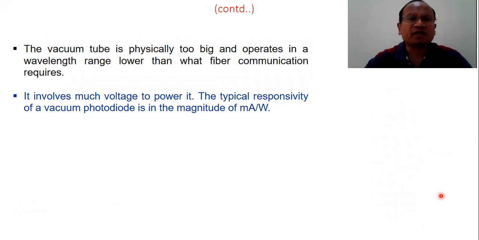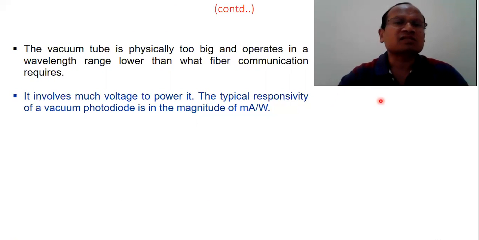But there is a difficulty: physically it was too big. As I told you, the major limitation of the vacuum tube photodiode is that it's too big dimensionally, and it operates in a wavelength range lower than what fiber optic communication requires.